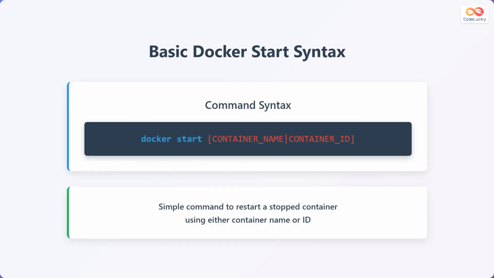The basic syntax for the docker start command is as follows: docker start, followed by the container name, or the container ID. This command is used to restart a stopped container by specifying either its name or its unique identifier.